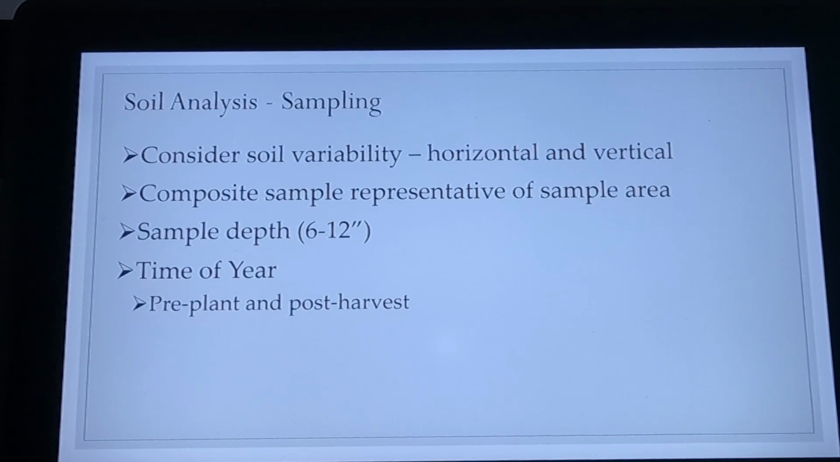Soil variability. We're going to take soil samples from 6 to 12 inches, depending on what nutrient we're looking at. You're going to take those at least pre-plant because you're about to apply fertilizer and you need to know. But you can also take them post-harvest in order to determine what your budget was.